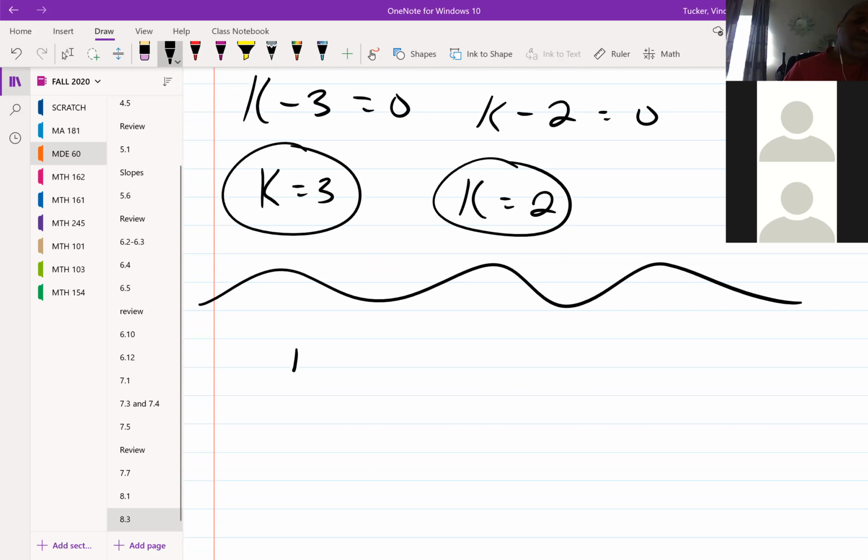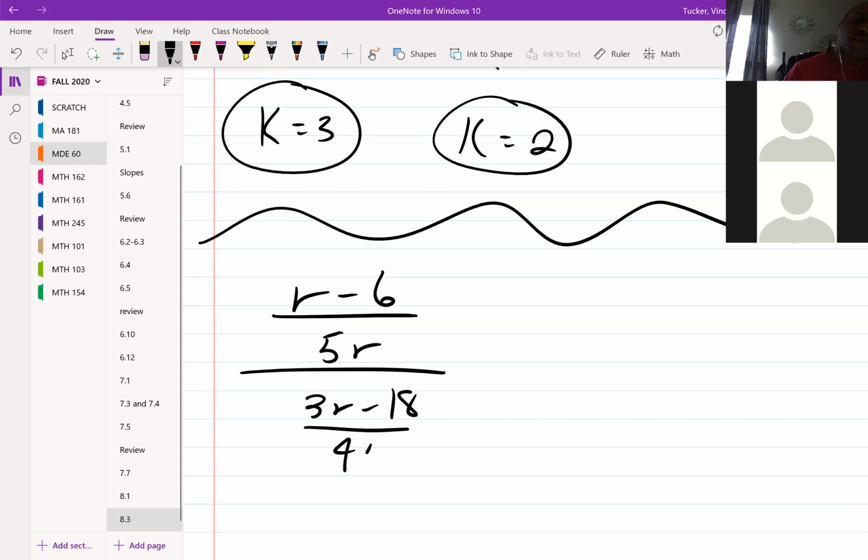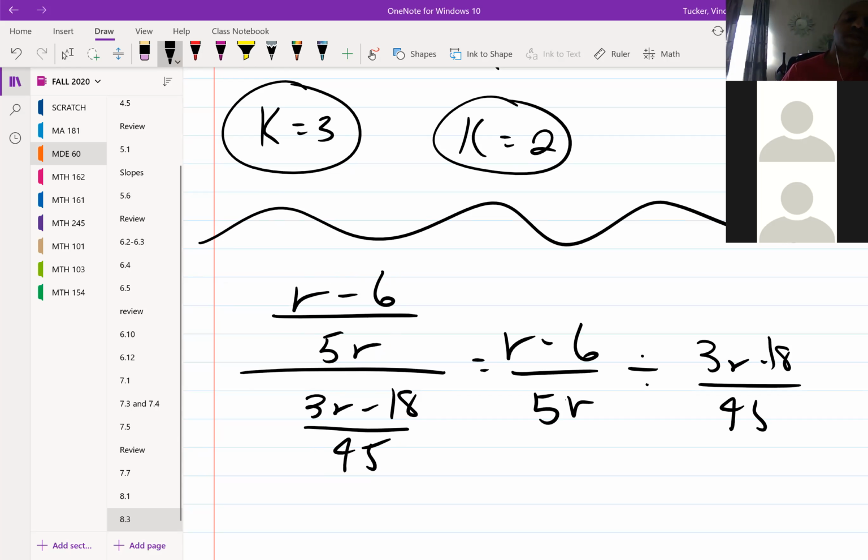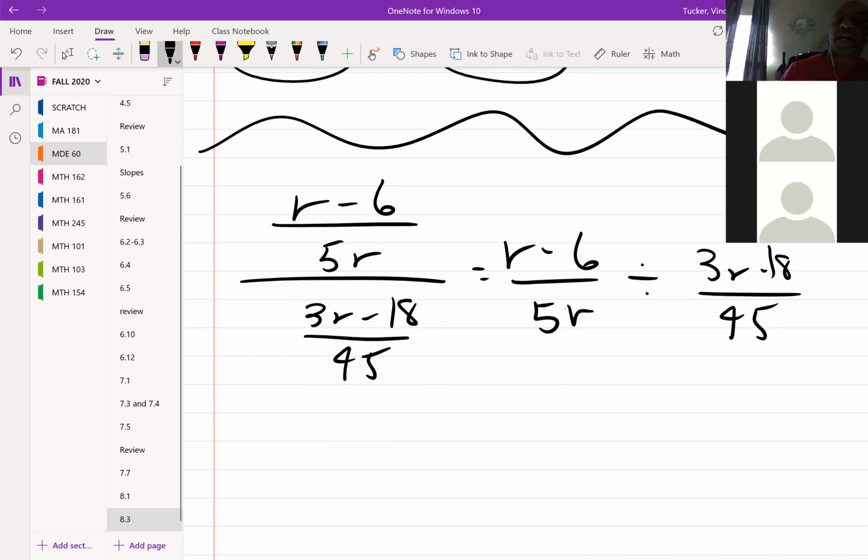All right. So here we have r minus 6 over 5r, over 3r minus 18 over 45. So here we have one solid fraction or rational expression over one solid rational expression. When we have that, we can rewrite it this way. But I got to remember to flip it. Whenever you're dividing. Now, notice I hadn't flipped it yet.